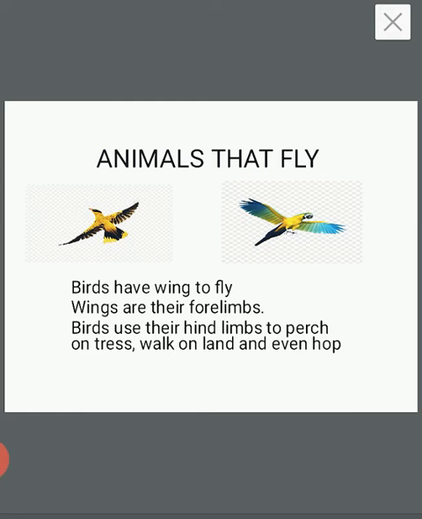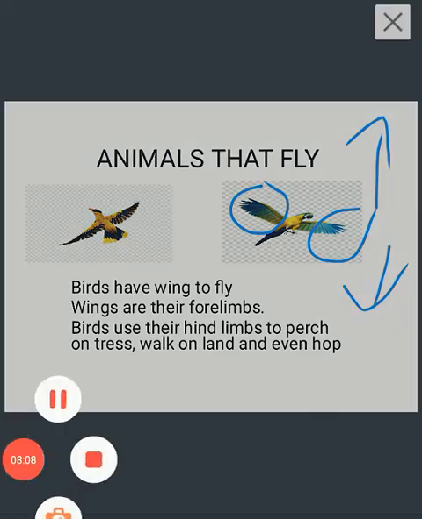I'm repeating how it works. By moving the wings, these are the wings over here, up as well as down, birds push themselves through the air. The bodies of birds are small and light, making it easy for them to fly.